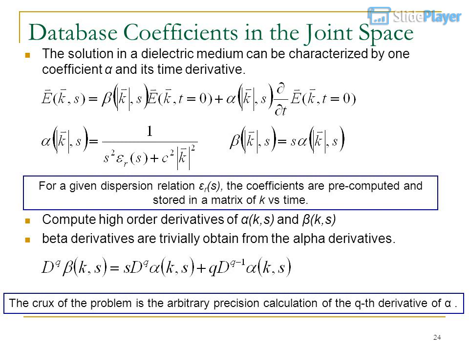The solution in a dielectric medium can be characterized by one coefficient alpha and its time derivative. Compute high-order derivatives of alpha(k,s) and beta(k,s). Beta derivatives are trivially obtained from the alpha derivatives. For a given dispersion relation epsilon(s), the coefficients are pre-computed and stored in a matrix of k versus time. The crux of the problem is the arbitrary precision calculation of the qth derivative of alpha.